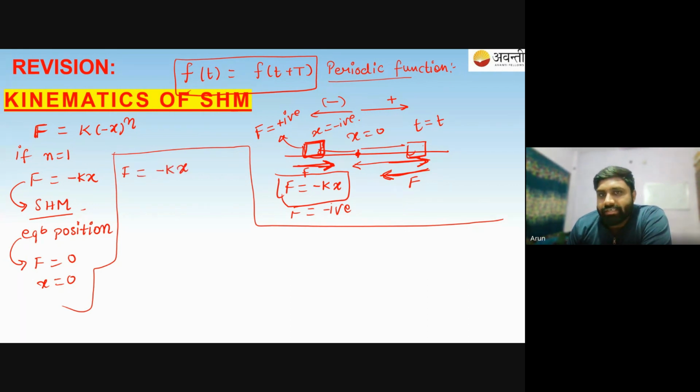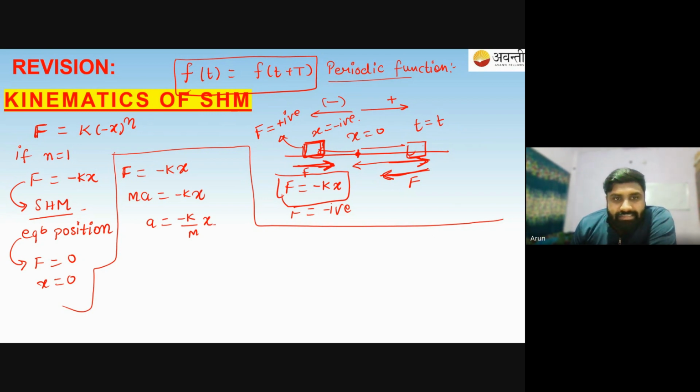is some constant. When we talk about the spring block system, then this k will become the spring constant. Otherwise, it is some constant, not a spring constant. So f is equal to kx here. According to Newton's law, we can say ma is equal to minus kx. So acceleration will be minus k by m into x.